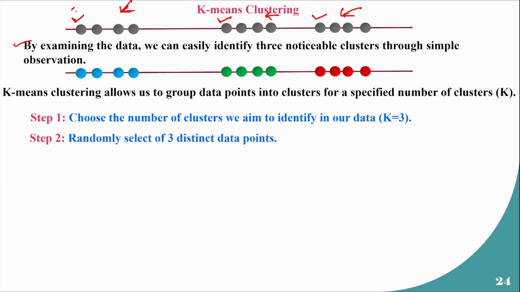So what the algorithm will do is that from all of the available data points that it has, it will randomly select 3 distinct data points. Okay. So say we have selected through the algorithm these 3 data points as basically the representative members of the different clusters. So blue, green, and red cluster.